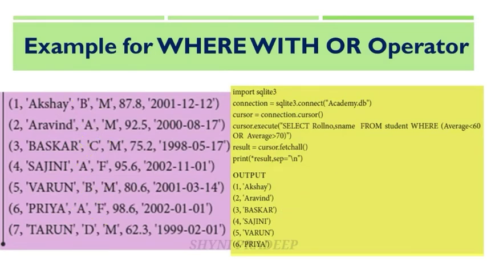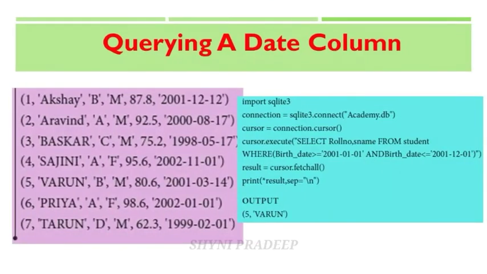Next topic is querying a date column. See this example. In this example, we are going to display the name and grade of the students who were born in the year 2001. Select roll number, name from student where birth date is greater than or equal to 2001 and birth date is less than or equal to 2001. So Varun is printed on the output screen like this: roll number and name Varun.